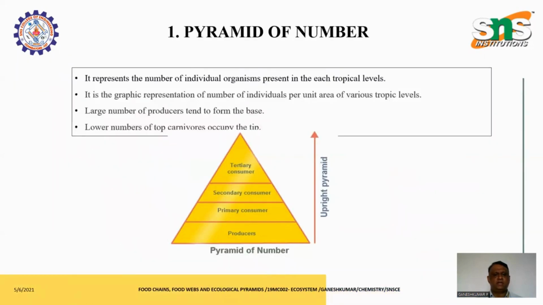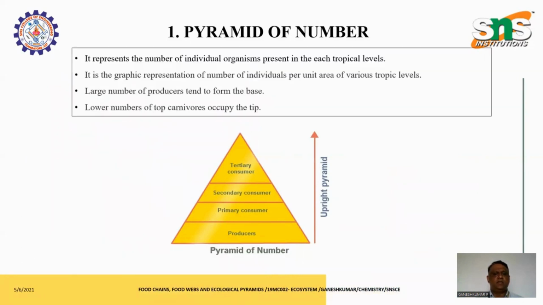The pyramid of numbers is a graphical representation of the number of individuals per unit area in each trophic level. A lower number of top carnivores occupy the tip. A large number of producers occupy the base.